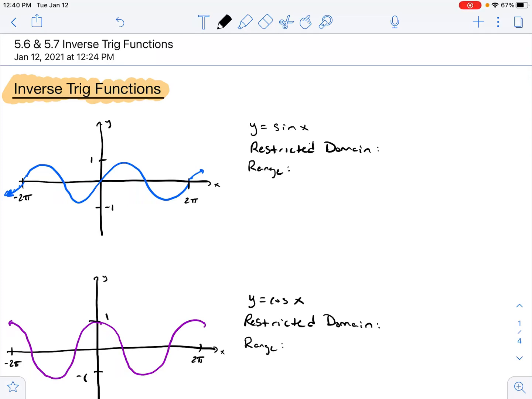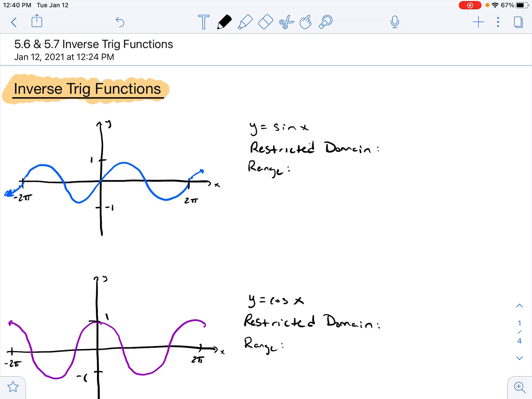Welcome back, everybody. We're going to take a look at sections 5.6 and 5.7, both dealing with inverse trig functions. In 5.6, we'll talk about what inverse trig functions are, how we define them, and we'll look at some derivatives of those. And then in 5.7, we'll look at integrals resulting in inverse trig functions, so going backwards, okay?